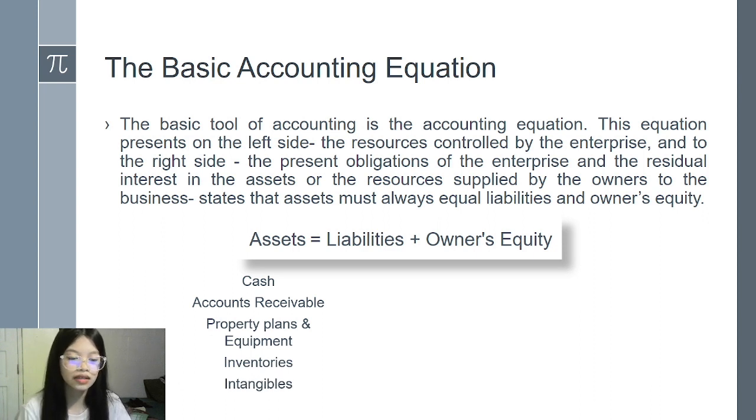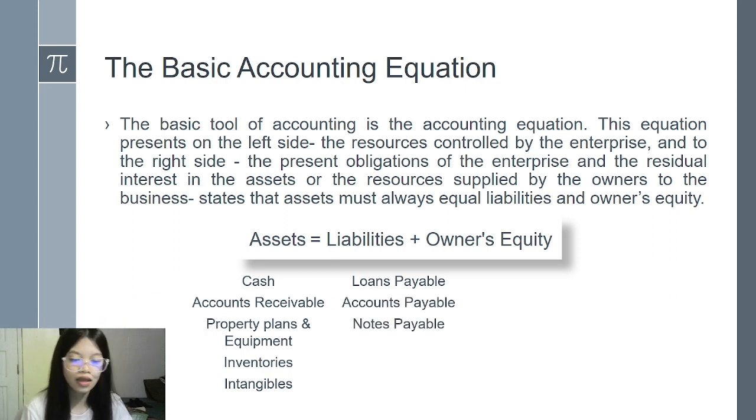Next is liabilities. It is the financial obligations or utang ng isang business. Ito ay ang mga tinatawag na loans payable, accounts payable, and notes payable. Last is ang owner's equity. Ito yung claims ng owner sa assets ng business. Ito ay ang capital and net income. Take note that the total assets and the total liabilities and owner's equity should always balance. It means that in every transaction, dapat equal sila.